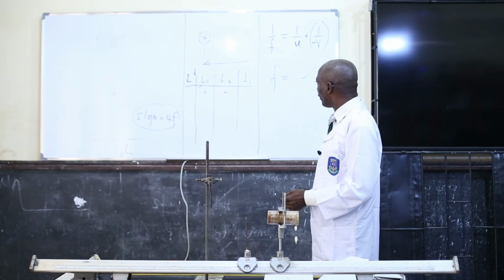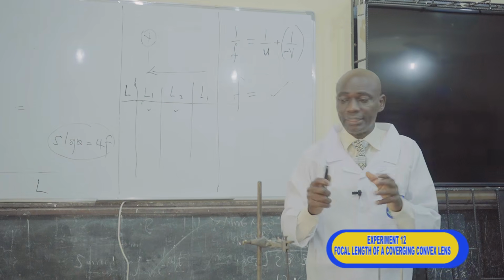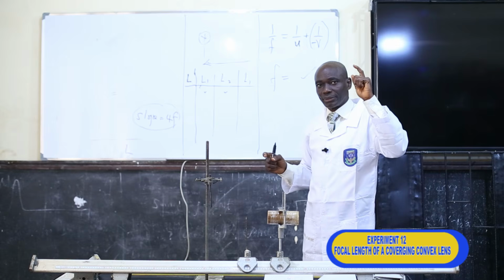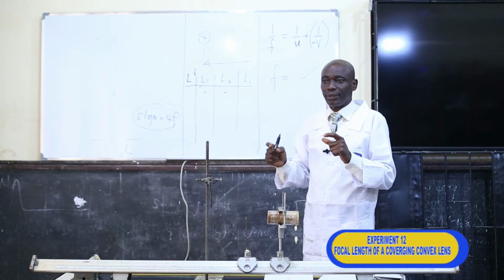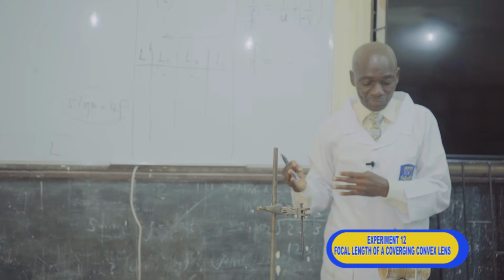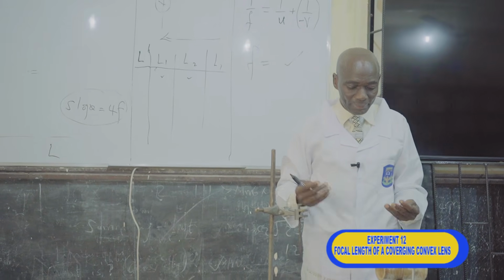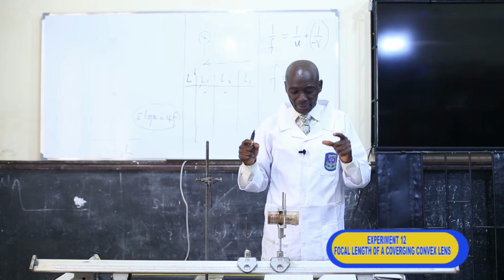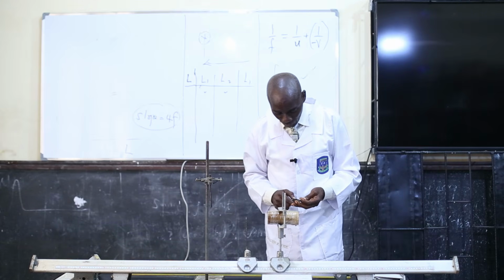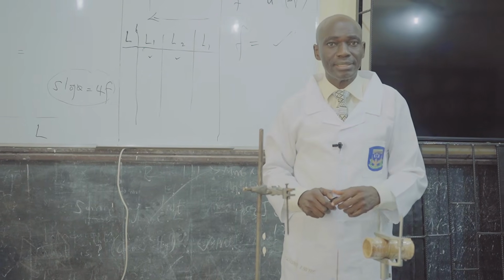After obtaining the focal length by the virtual image method, we compare the value we got from the first method, the simple method, and the displacement method, with the value we got from the virtual image method, and see if they are actually the same. That will confirm the focal length of the lens given to us.